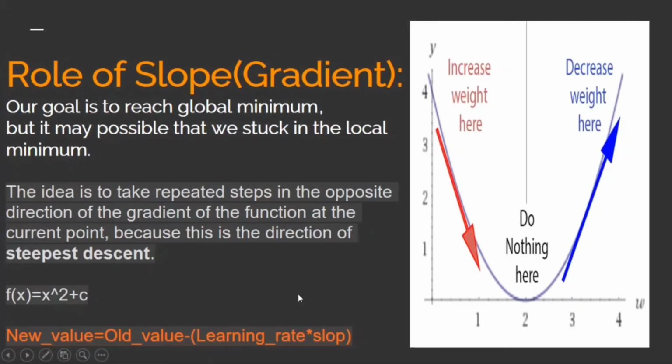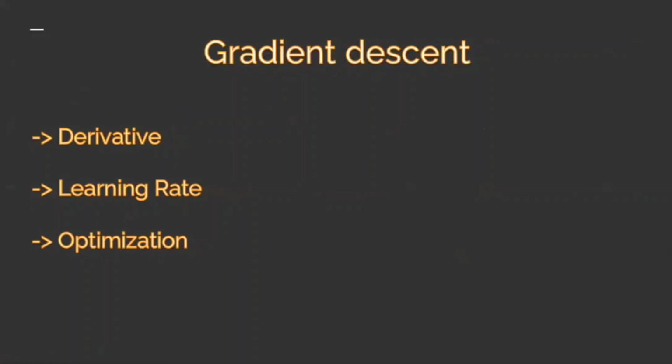What is learning rate? Learning rate is the velocity with which we are moving toward our optimized state. And slope is obtained by applying a derivation function on the previous value of x. So the important points about gradient descent are derivation, which we applied on the previous value of x, learning rate, which is the velocity with which we are moving toward our optimization state, and optimization, which we obtained after applying the formula of old value minus slope into learning rate.